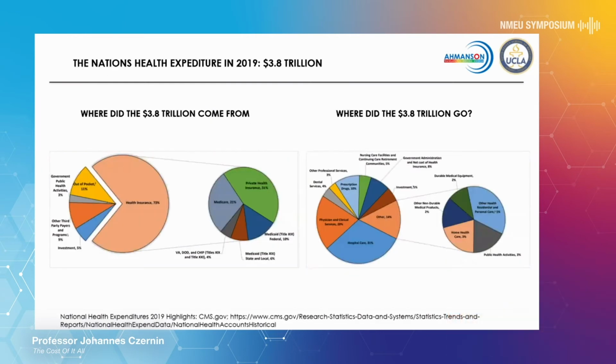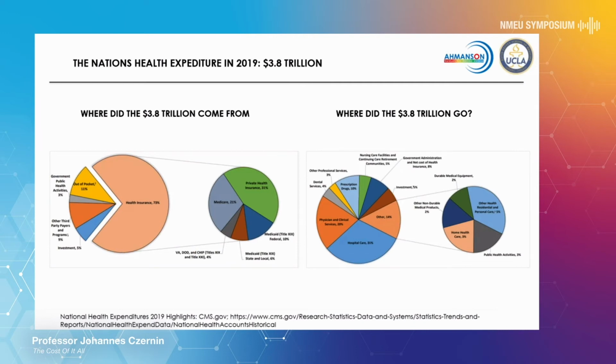So where do the 3.8 trillion healthcare dollars come from? The panel on the left shows the sources for covering expenses. 73% come from health insurance and 11% from out-of-pocket payments. Again, these are numbers from the United States. But they indicate that patients come up with close to $400 billion to cover healthcare expenditures out of pocket. Of the health insurance contributions, private insurance contributes 31%, while Medicare, Medicaid, and other government programs account for 70%.